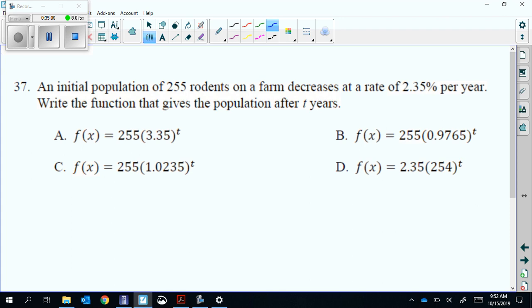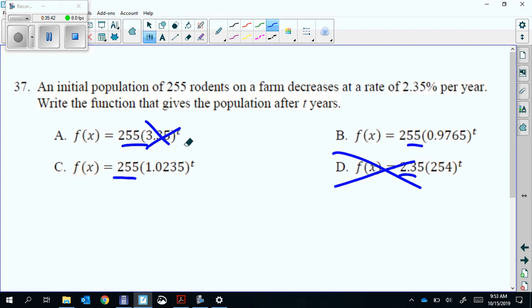Initial population of 255. You know initial populations always go in the front of these forms. So that's not it, not D. It decreases at a rate of a little bit over 2% per year. If it is decreasing, that means that it is going by a factor less than 1. Increasing will be a factor more than 1. Decreasing will be a factor less than 1. This is increasing by a lot. That's like tripling. That's not it.